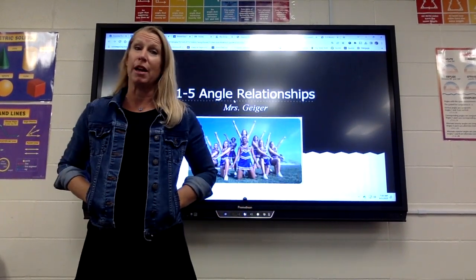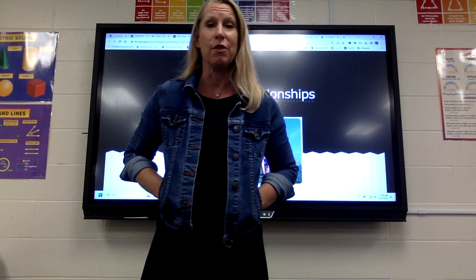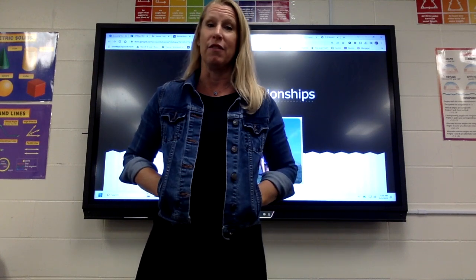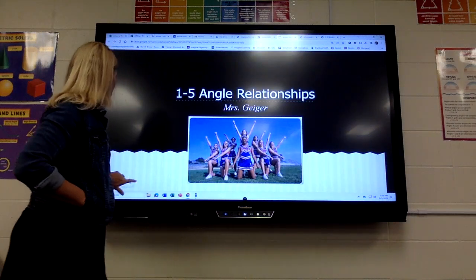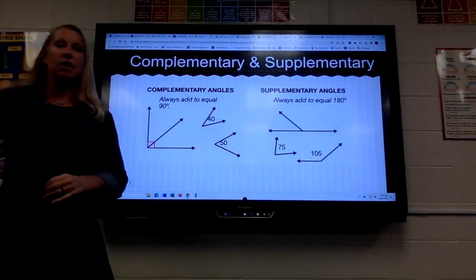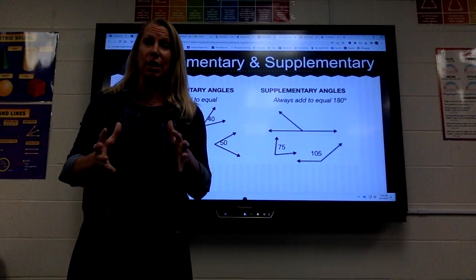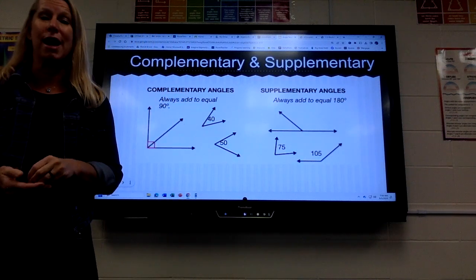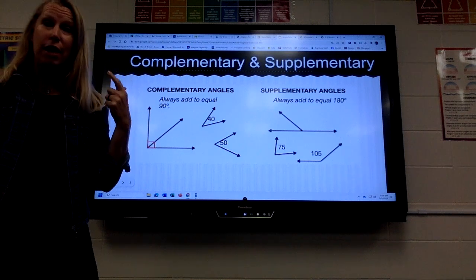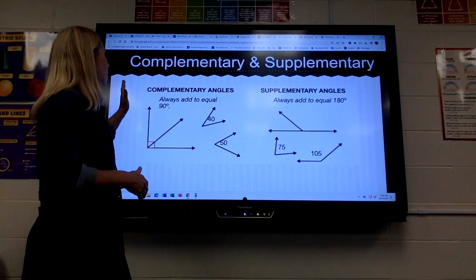So today we're talking about angle relationships. This would be a video if you were absent or just need a little bit of extra explanation on angles. So that is what we covered today. The things that you have to know, which need to be in your notes: complementary angles always add to 90 degrees. You're going to have to learn that, memorize it, put it in your notes.